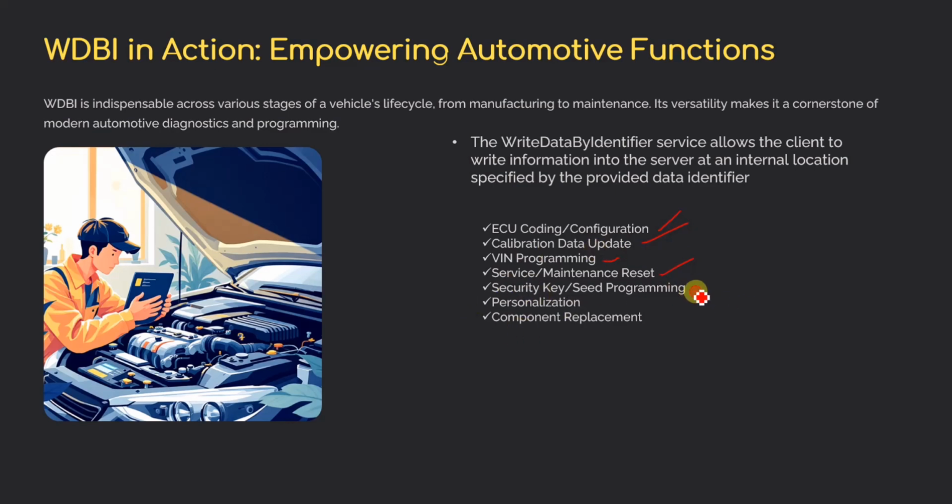Security key and seed programming: store a new security key. When a new security update happens, we need to store it in the ECU, and for storing the key in the ECU we need service 2E to flash. We also have personalization, like storing user preferences such as seat positions, climate settings, and infotainment options. All will be done from the 2E service only. And component replacement: update component-specific data after replacing parts, for example injectors, sensors, batteries, such as clearing the non-volatile memory or resetting the learned values.